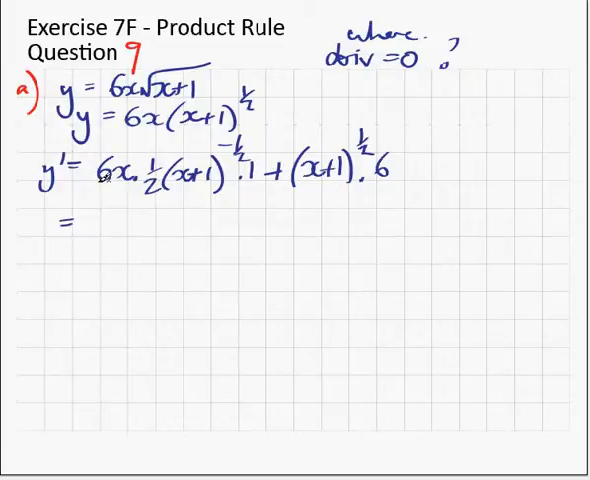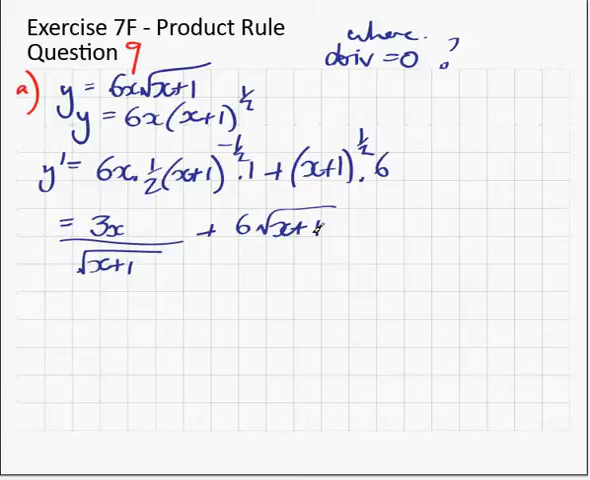What I have is 6x over 2, which is 3x, x plus 1 to this power of minus a half means the minus is underneath the fraction and the value of a half says it's a square root. And over this side I have plus 6 times the square root of x plus 1.